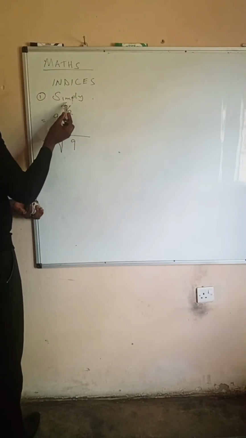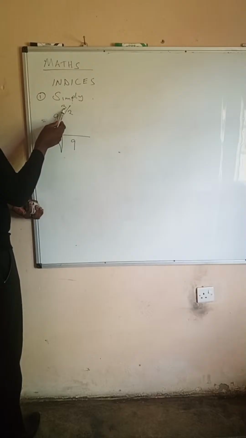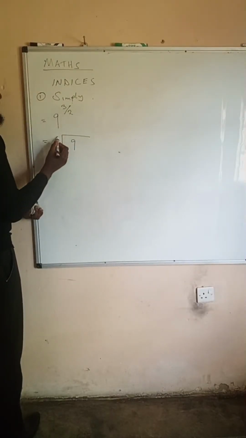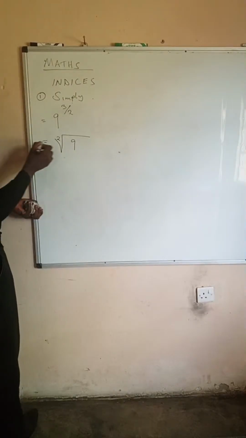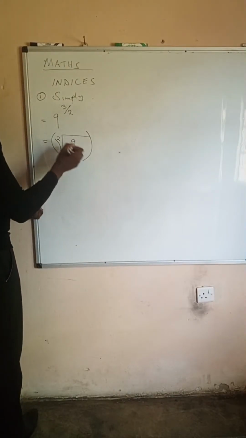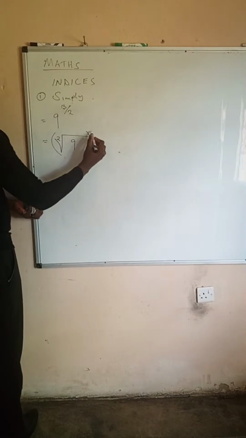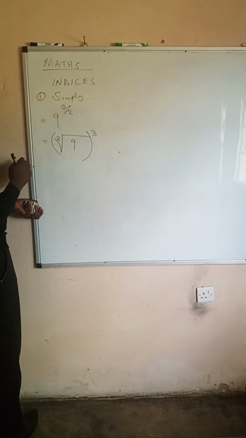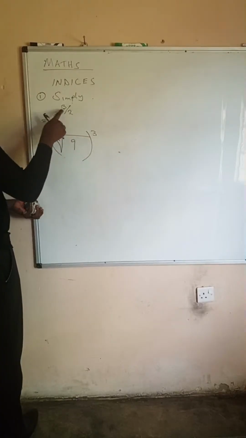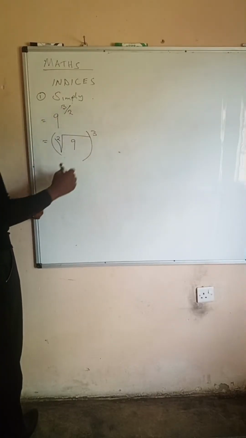Then we have the power here. There is 3 on top, 2 down. So the one that is down, you put it in front here. Then you put brackets like this. The one on top, you bring it on top here. Okay? The denominator, you bring it in front. The numerator 3, you bring it on top there.